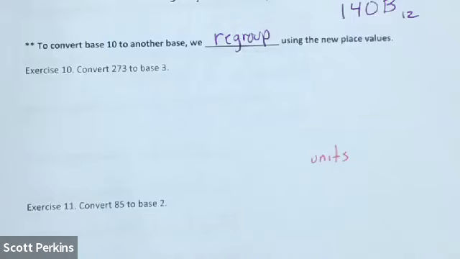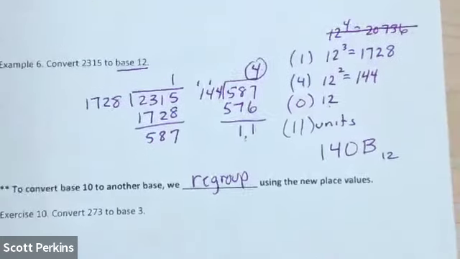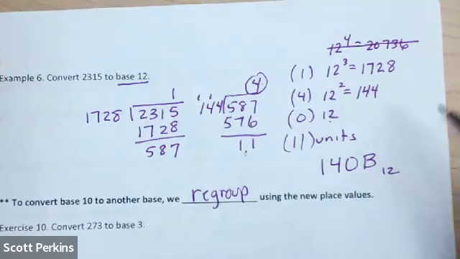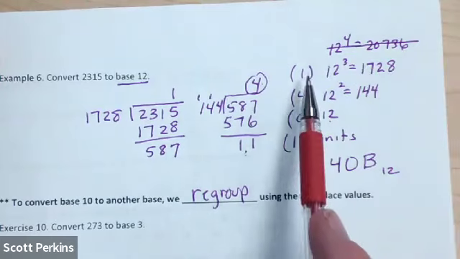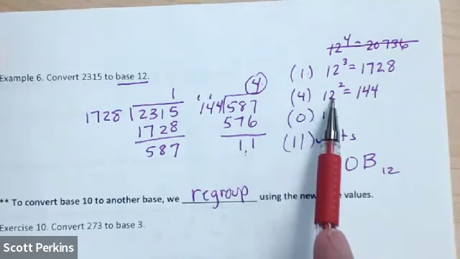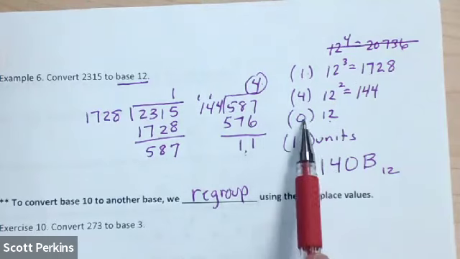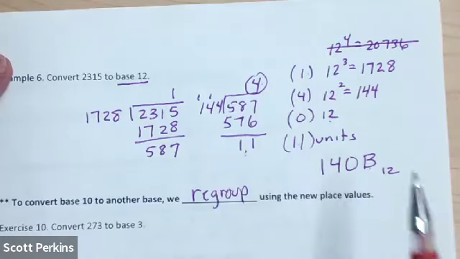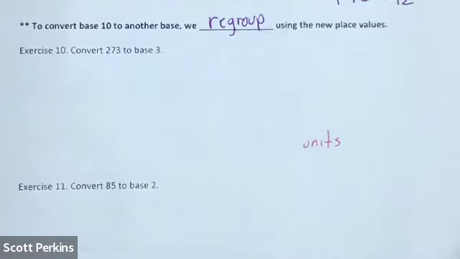Where did I get what? This right here is just my writing as a number, our work. So I had one group of 12 to the third, so I put the 1 here. I had 4 groups of 12 squared, so I put the 4 here. I had 0 groups of 12, so I put 0. Then I had 11 units, and the way that we write the number we call 11 in base 12 is B. Great, great. Always ask those clarifying questions. It's beautiful.